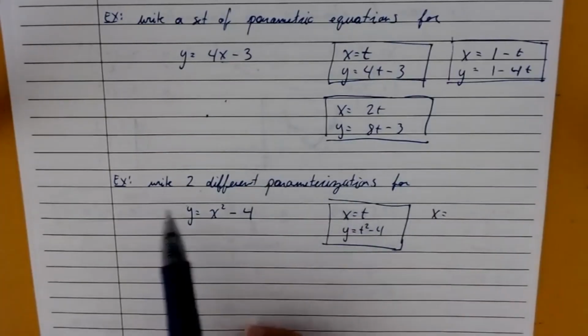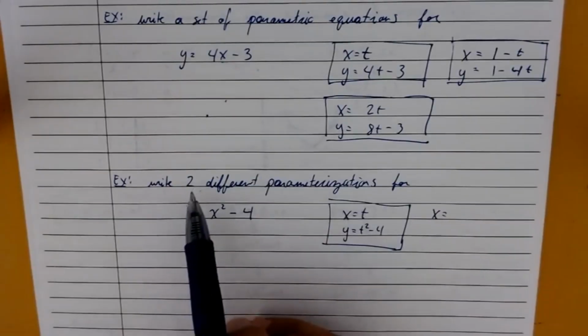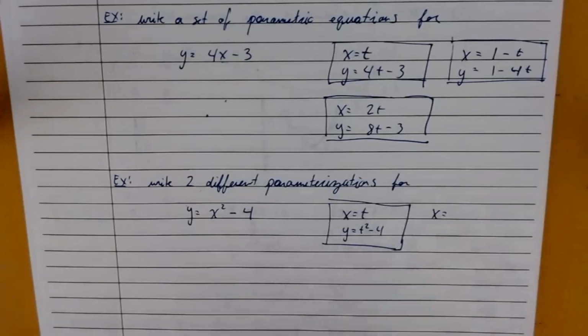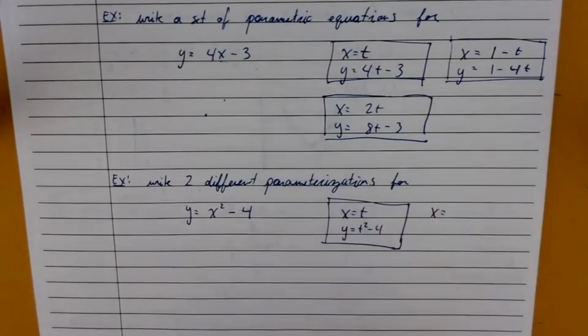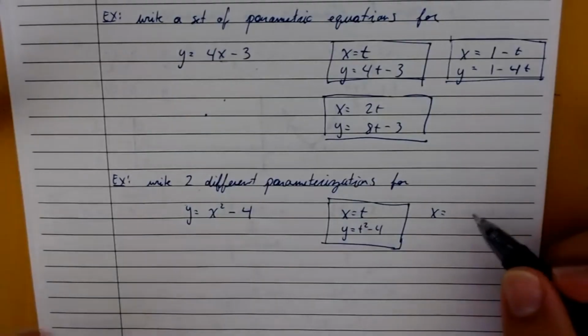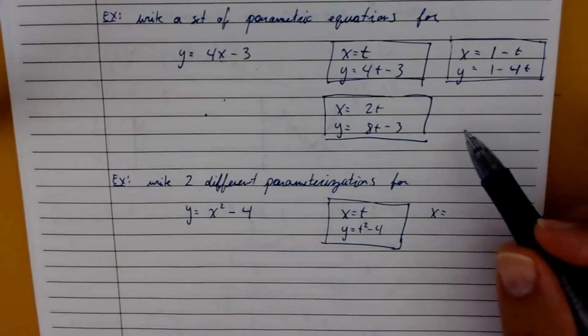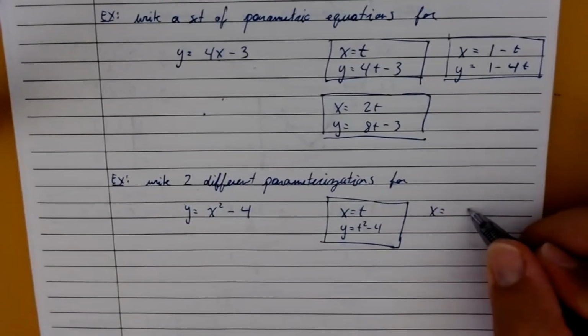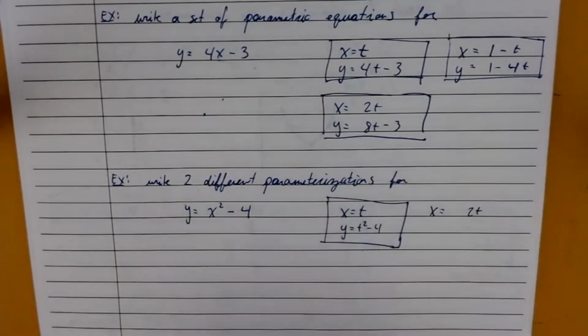You're not going to have 2 unique answers. If you got one or even both of these parameterizations completely different from the ones I have, you may still be correct. So just keep that in mind. Parameterizations are not unique. So here, just to answer my own question, I'm going to make another choice here, and I'm going to say 2t. I'm going to use that one.